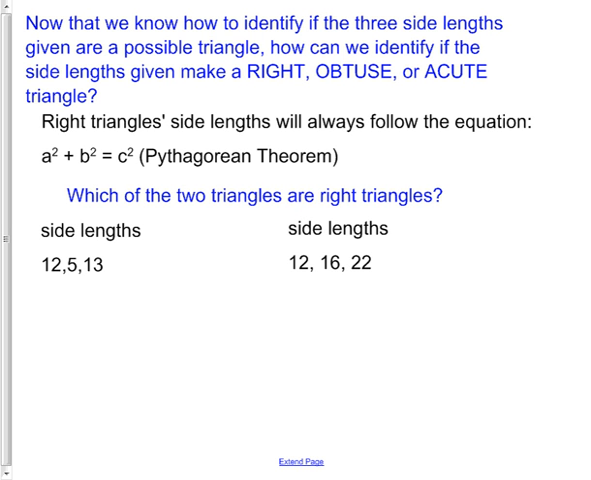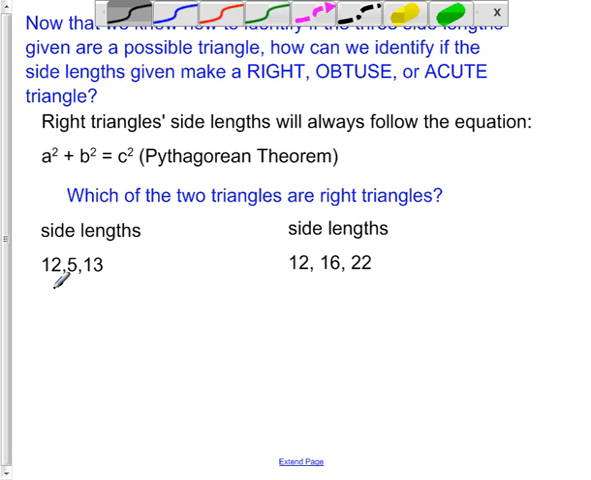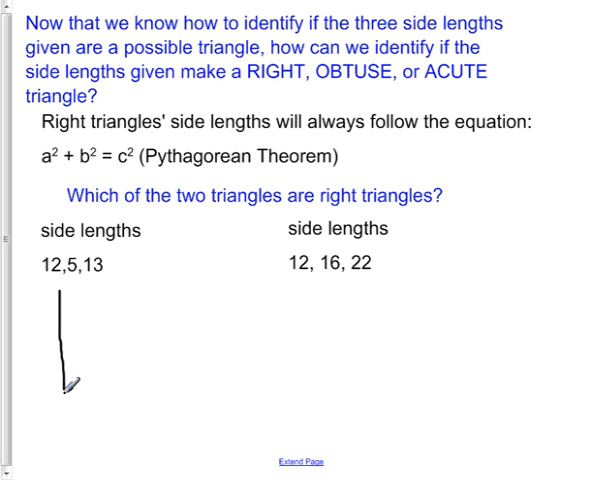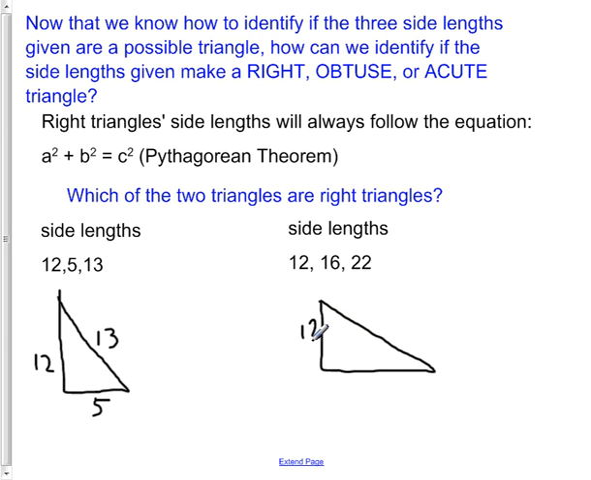So I'm just going to sketch this one. We'll say this one's 12, 5, and 13. And I sketched it as a right triangle, but I don't know that it is or is not yet. We'll check that in a second. And this is 12, 16, and 22. And I know that the hypotenuse here is going to be the long one. So let's test it and see if it is a right triangle.